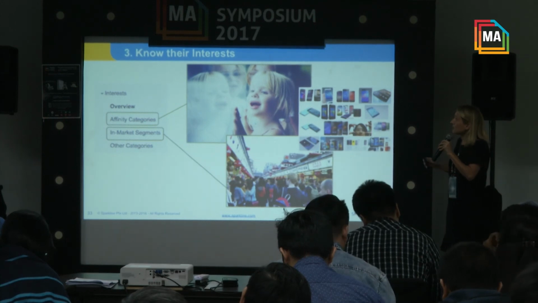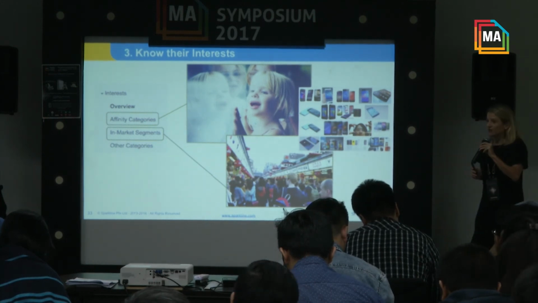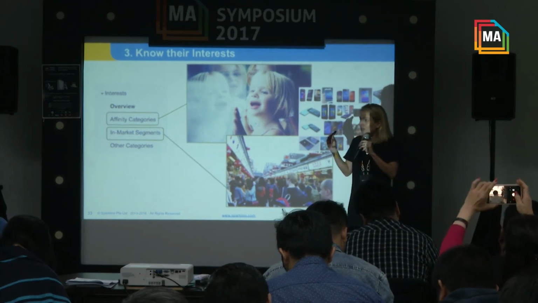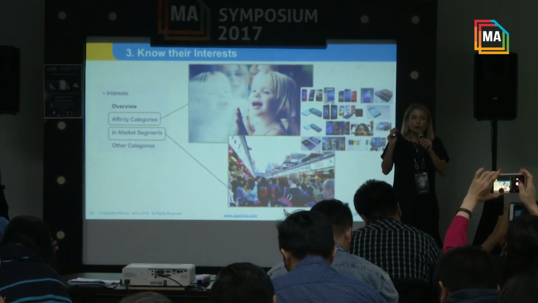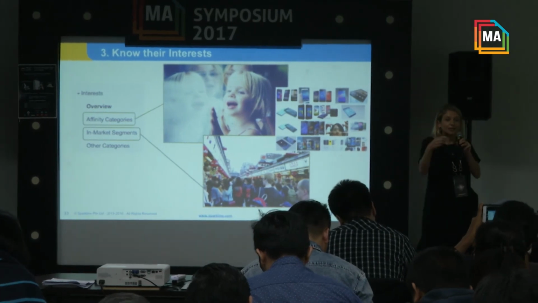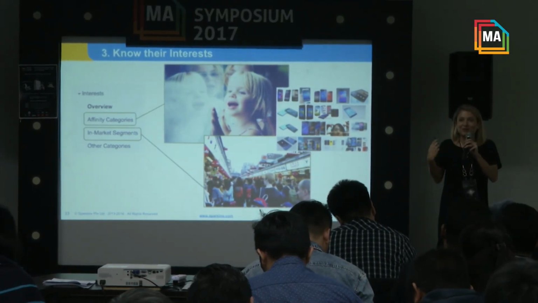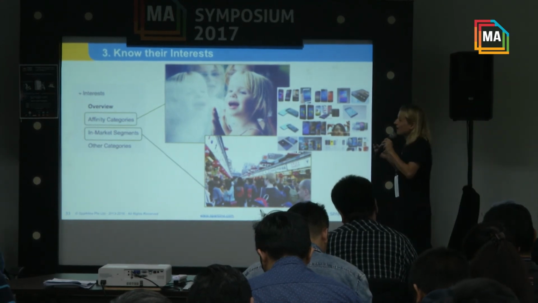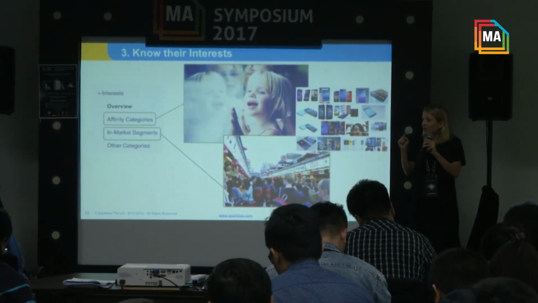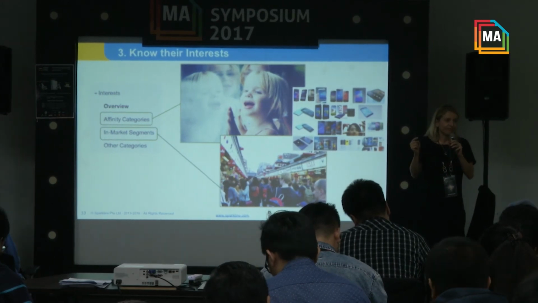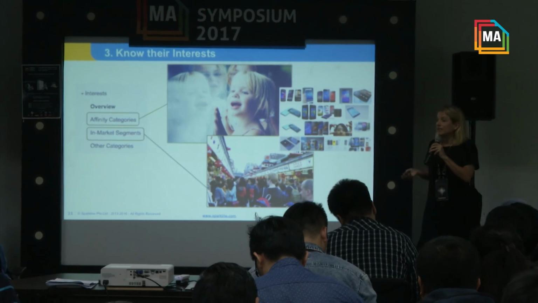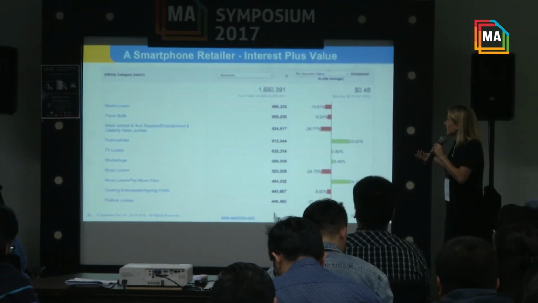Okay, the third one is know their interests. So you now know how old they are, you know their gender, you know where they've come from. But you can also know from Google Analytics, if you look at ad preferences, the things they're interested in. You can also tell what they're in the market to buy. So I'm going to use a smartphone retailer. This is a real example of how we use this information.